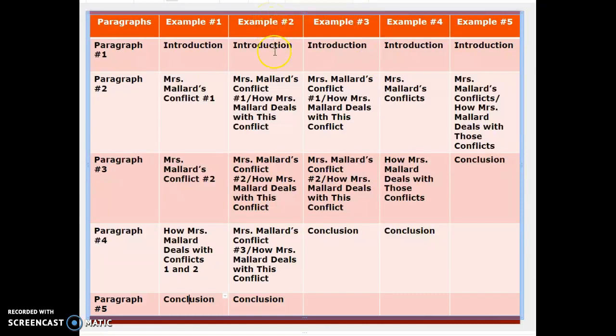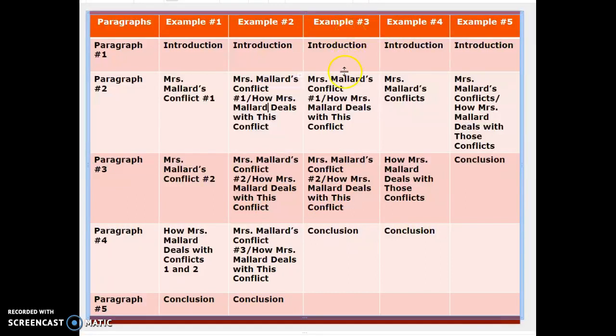A second option would be, again, to begin with an introduction. Then you might discuss Miss Mallard's first conflict and how she deals with that conflict. So here you're blending these two bullet points that you've identified into one paragraph. Then you would want to discuss her second conflict and how she deals with that second conflict. And then a third conflict and how she deals with the third conflict. And again, you must end with a conclusion.